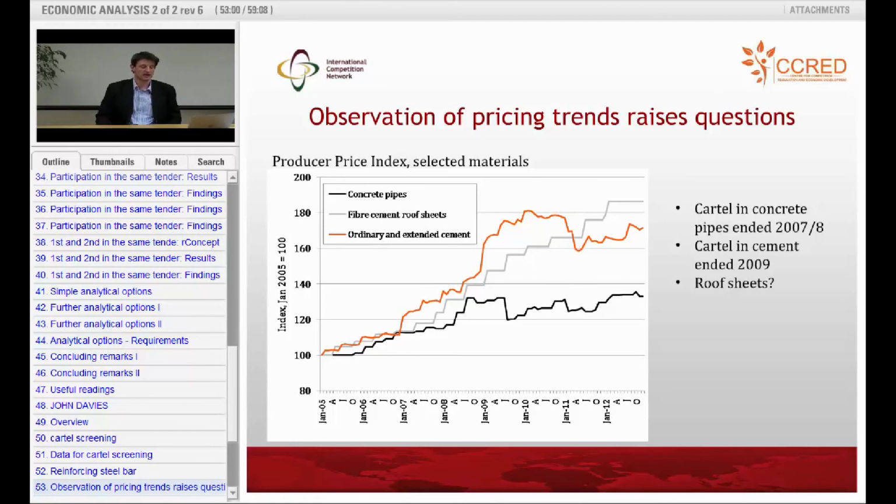The cartel ended in 2008. And in cement, again, there was a raid in this case, and a leniency applicant. The cartel ended in 2009. So this is just producer price data, and yet it reveals quite interesting patterns that can be used to signal market behavior.